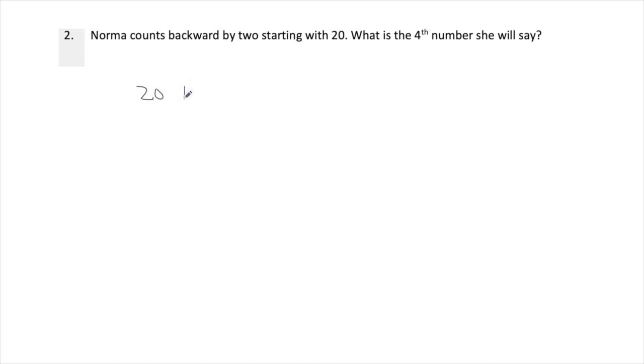Our second number would be 18. Our third number would be 16. And our fourth number would be 14. So that means the answer to this problem is 14.